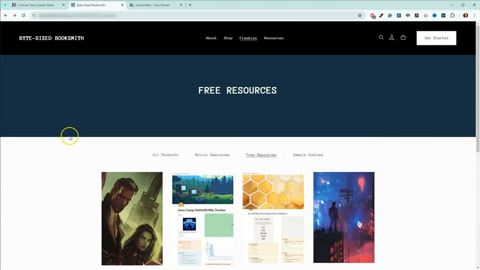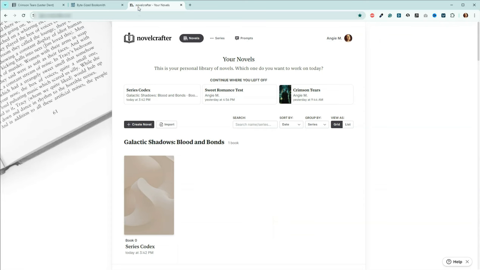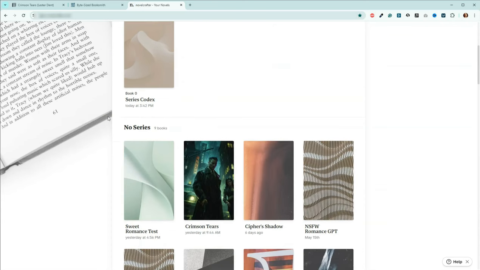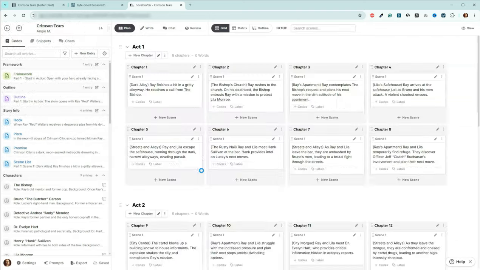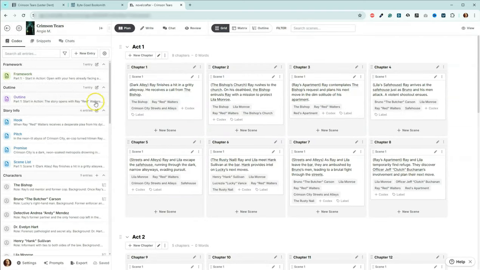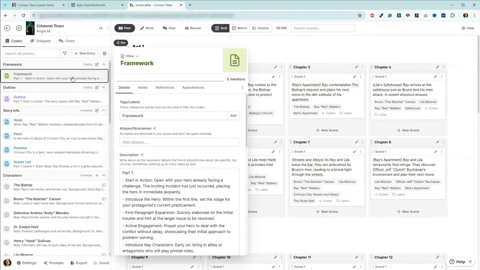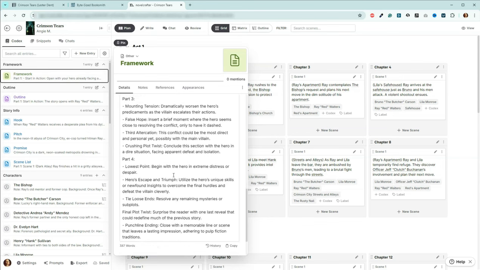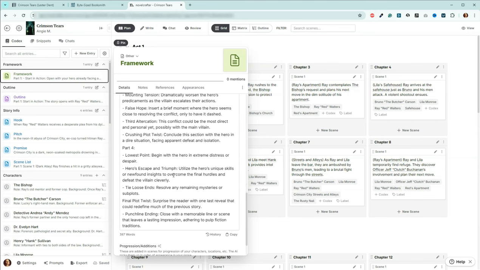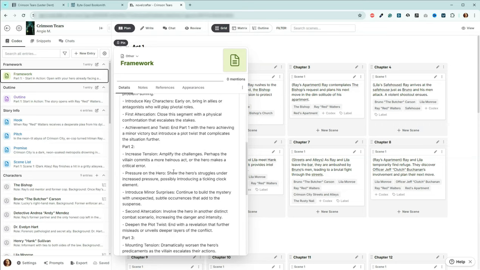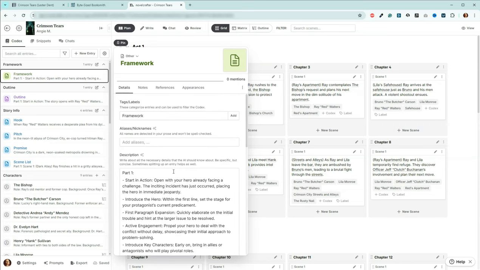Let's head over to Novelcrafter. And I will scroll down here to Crimson Tears. Okay, so the same framework that I used for Cypher Shadow. This is the Lester Dent Pulp Fiction formula, and it's got, I believe, four parts to it. Yep, four parts. And it's meant to write short, pulpy novelettes. So definitely, it's there to write short stories, but you can use it to write something that is much longer.